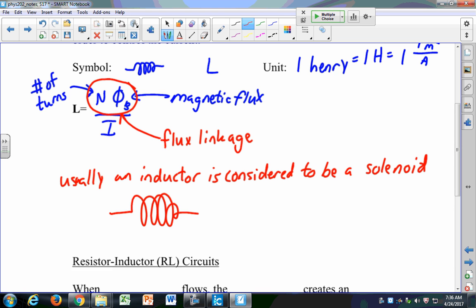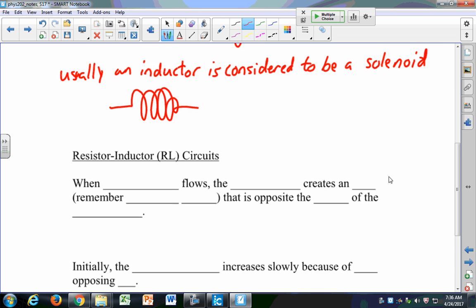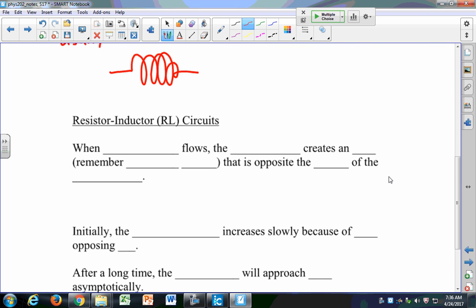We're going to look at three different circuits: the RL circuit, the LC circuit, and then we'll look at the RLC circuit. So we'll see different ways that the current flows through these different circuits. So the first is the RL circuit.